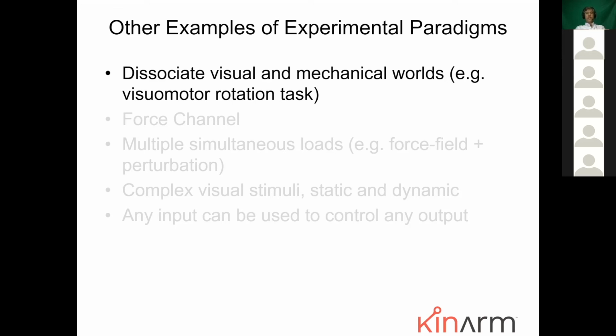Even though there is this semi-transparent mirror, there's a vision blocker underneath, so you can block vision of their hands. That means you can provide feedback about where the robot is, but actually change it, so it's not actually where the robot is. You dissociate the visual feedback from the actual mechanical world. The visual motor rotation task is a classic example of this paradigm.